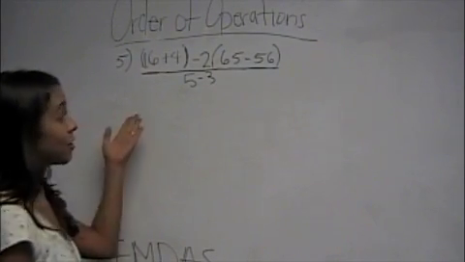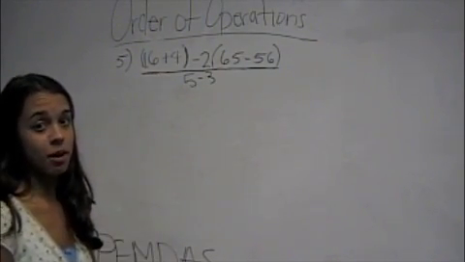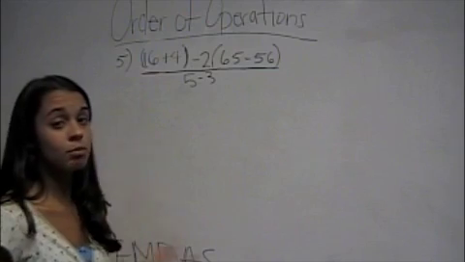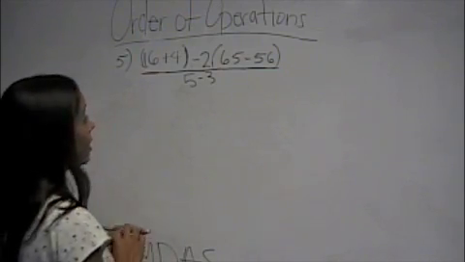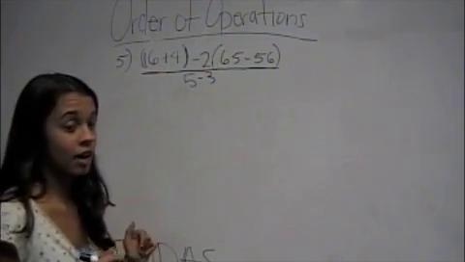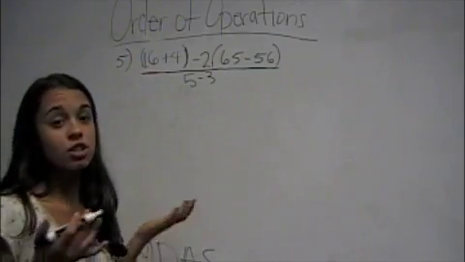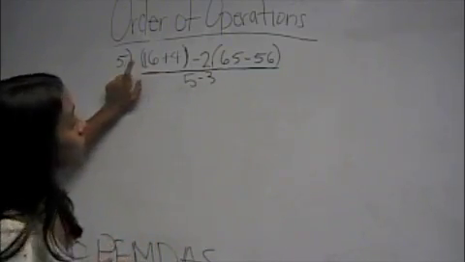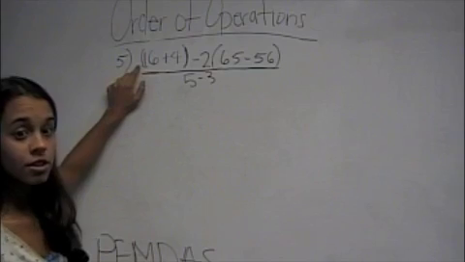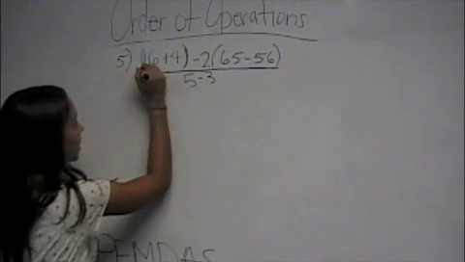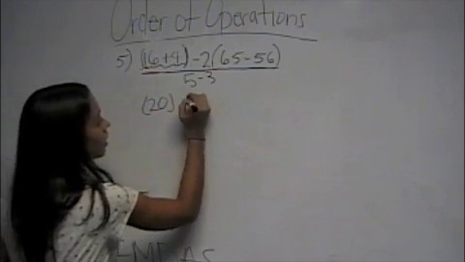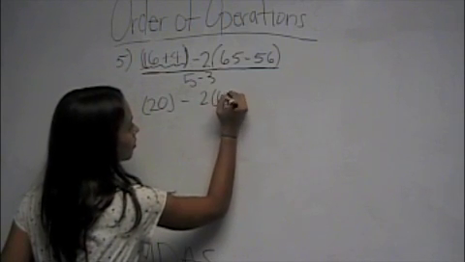All right, let's look at number 5, our last and most challenging problem. Now we have a fraction bar in this problem, which is a symbol of inclusion, if you remember. That means that this whole numerator is done before anything else. It's like it's in brackets or parentheses. Okay, so let's look at our numerator. We have 2 sets of parentheses. We do our first set first. 16 plus 4 is 20. Bring down the rest of the problem.